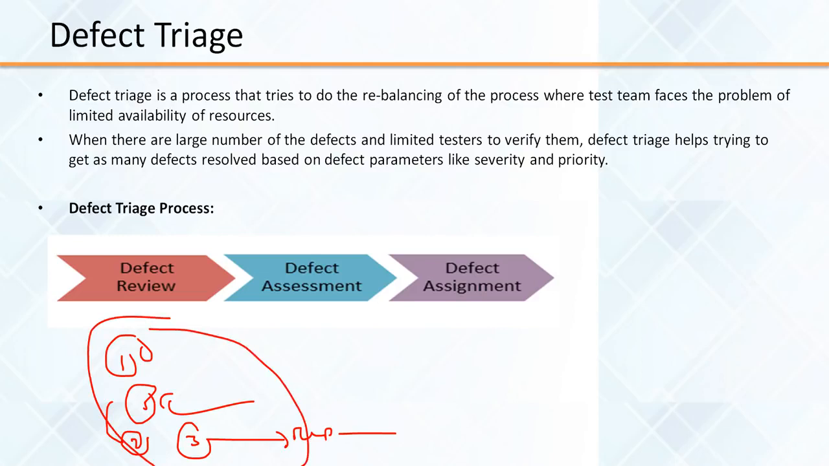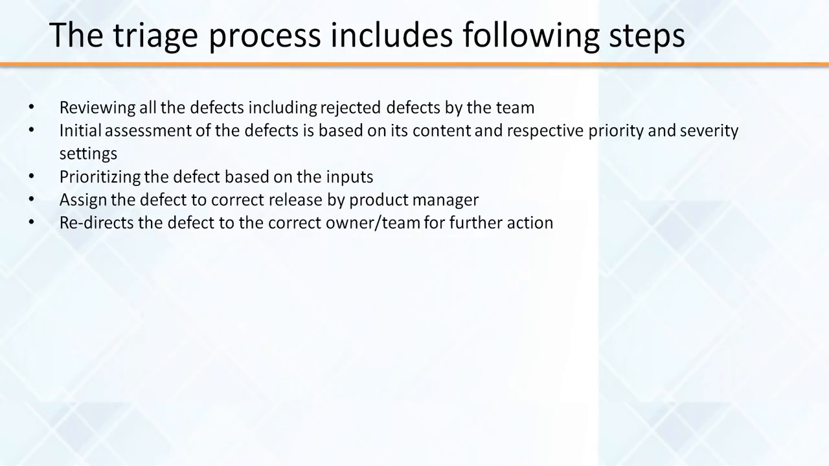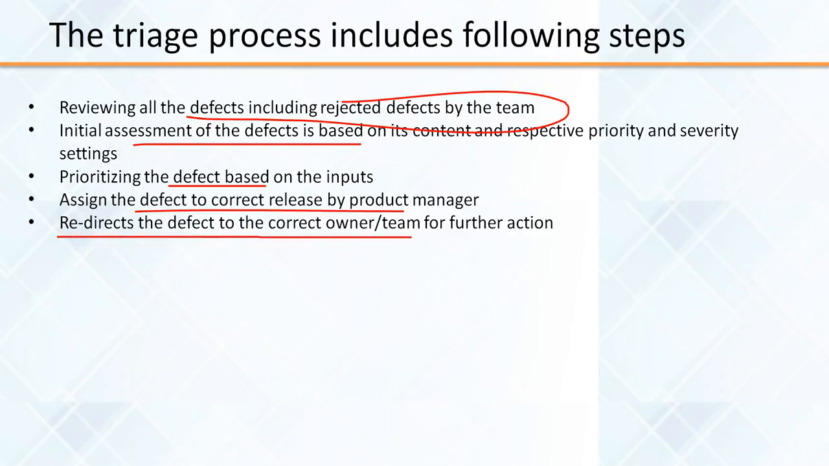So the defect triaging process includes all these steps, as I said: reviewing all the defects, including defects rejected by the team, and doing the initial assessment; prioritizing the defects based upon the inputs; assigning the defects to the correct release by the product manager, to the particular developer; and redirecting the defects to the correct owner on the team for further action. So all these activities should be involved during the defect triaging process.